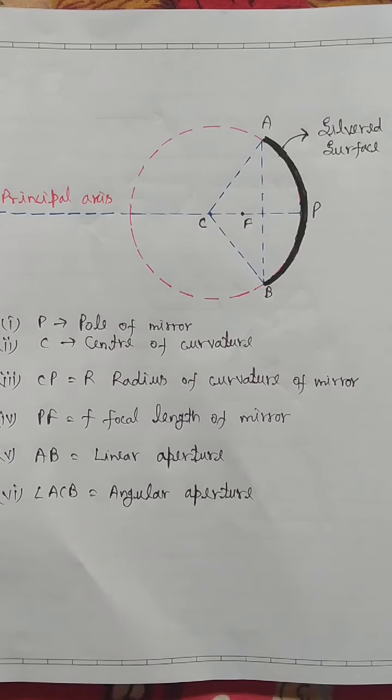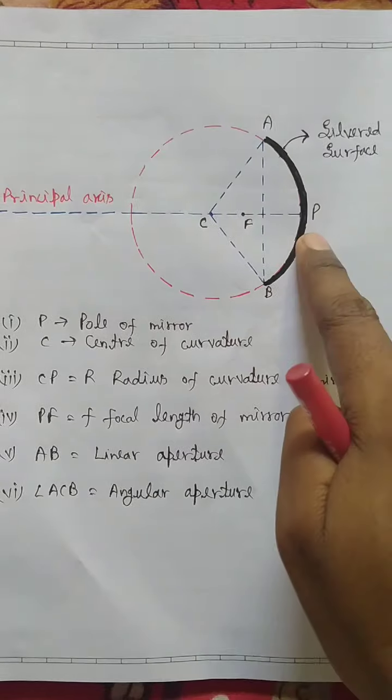Now we will start the definitions. First, the pole, that is point P.